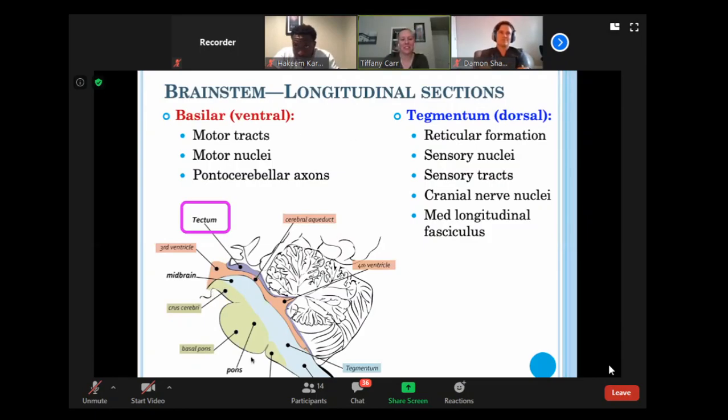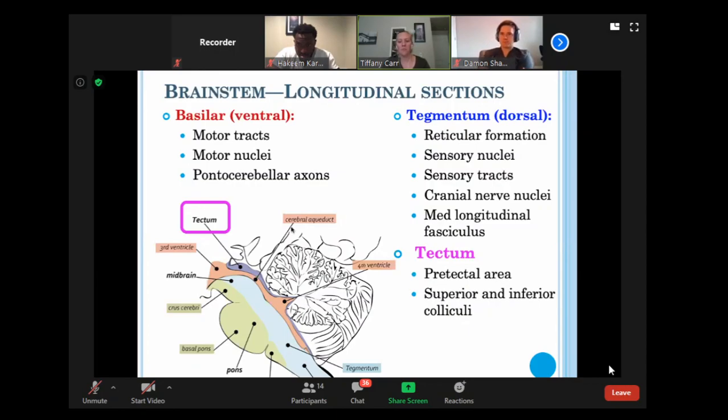Yes, so the basilar area here, the tegmentum and the tectum. So in the tegmentum, we're going to have the reticular formation, the sensory nuclei, sensory tracts, cranial nerve nuclei, and the medial longitudinal fasciculus. So knowing that this is where most of our cranial nerve nuclei are going to be. And the tectum is the pretectal area and the superior and inferior colliculi here. That's going to help connect in the, I think it's in here, the cerebellum.